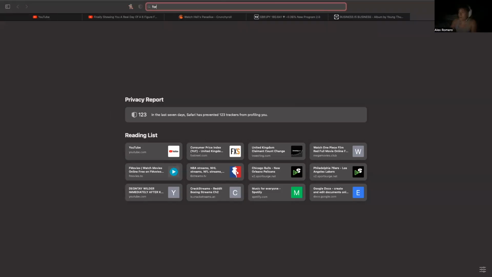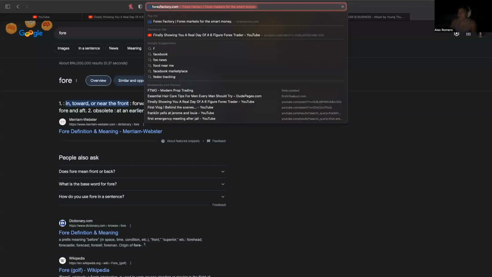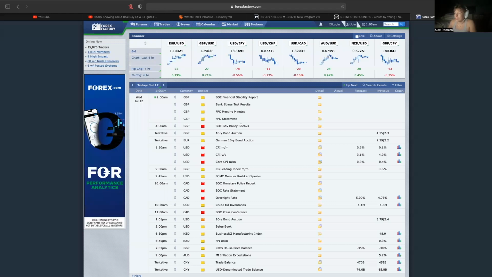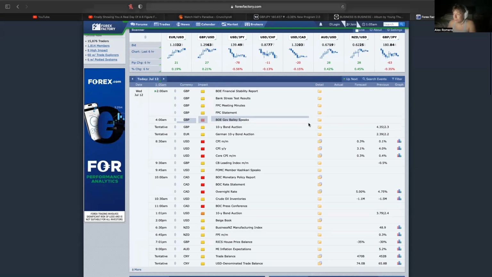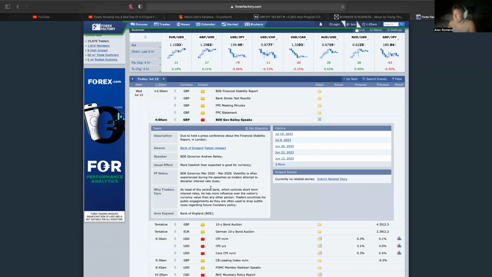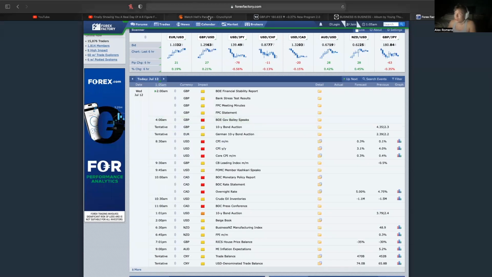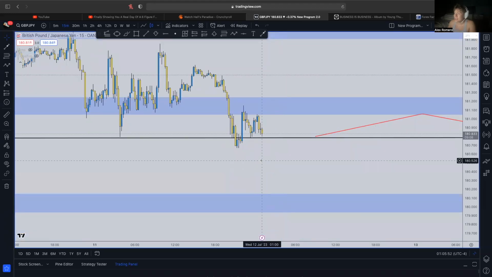When I look at Forex Factory, I see if we have any news. We have some just for GBP, and then we have heavy USD, right? But honestly, 4 a.m. is the only one I should worry about. See what Governor Bailey has to say about the financial stability in London. And yeah, that's basically just what I'm going to take, right?